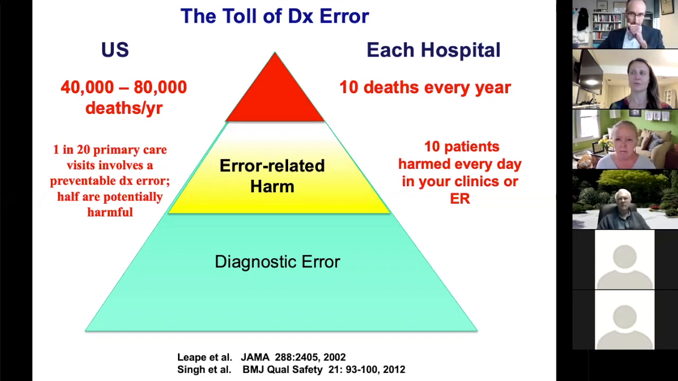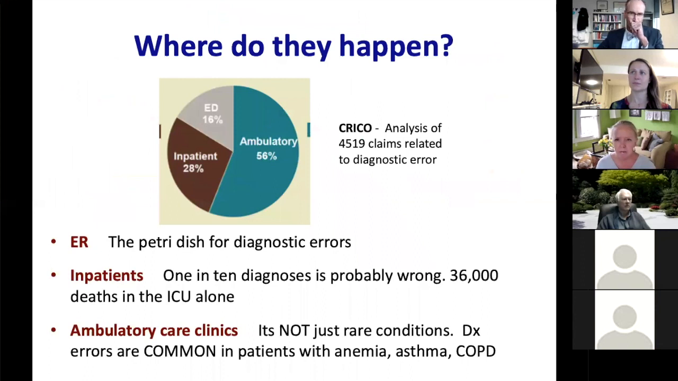Next slide. And they happen in the usual places. Most diagnostic errors are happening in the outpatient setting, just because that's where most patient encounters occur. The rate of diagnostic error is probably higher in other settings, but still the absolute numbers are most common in ambulatory care. They happen in the inpatient settings and the emergency department as well. Next.